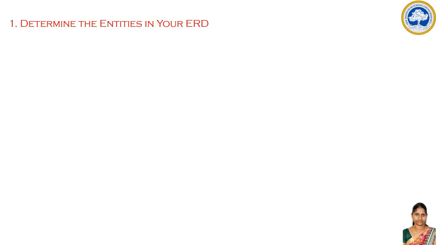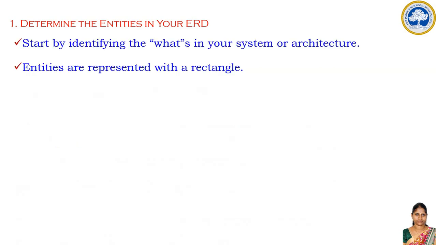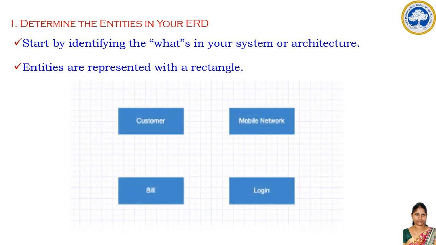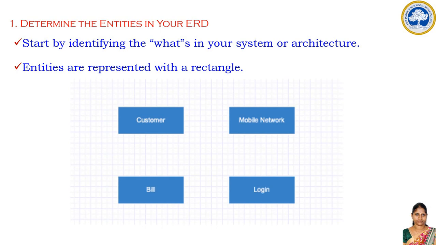Now we can think about it. For a customer buying a mobile, what are all the things that will play a major role? So what is in our system, or what is needed for our architecture? Entities are always represented by a rectangular shape. In our scenario, we are considering four entities: customer, bill, login and mobile network. So that is represented in a rectangular box.